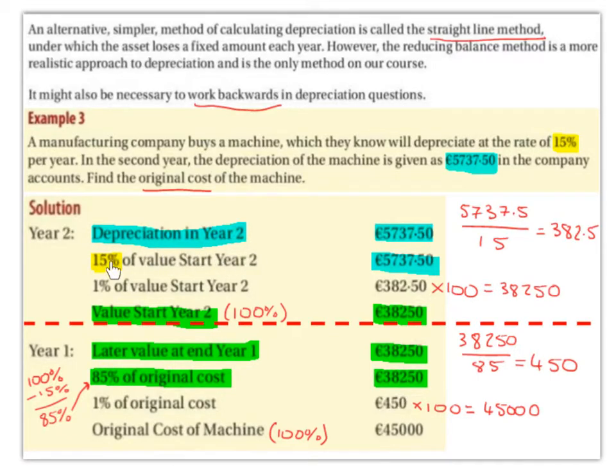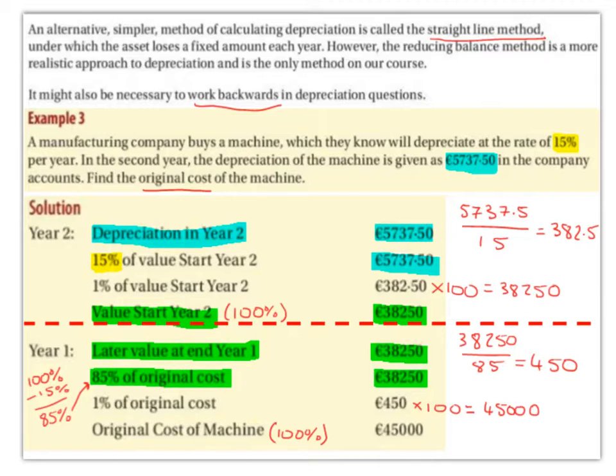So if this is 15%, we want to find 1%. So we divide by 15 and we're left with 382.5. So 1% of the value at the start of year 2 is 382.5. To multiply by 100 will give us 100%, and that gives us 38,250. So the value at the start of year 2, 100%, is €38,250.